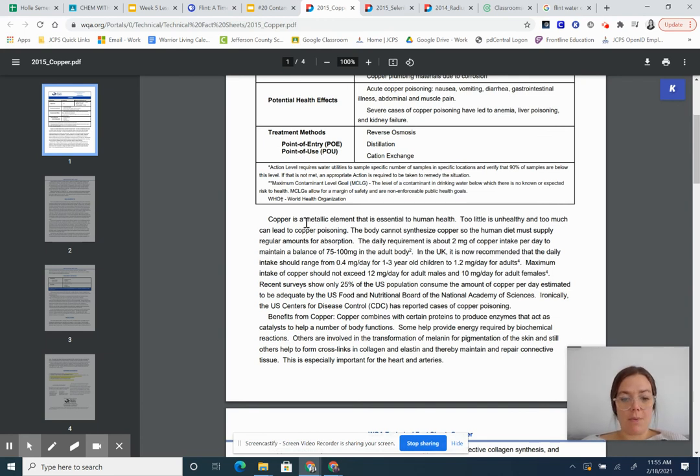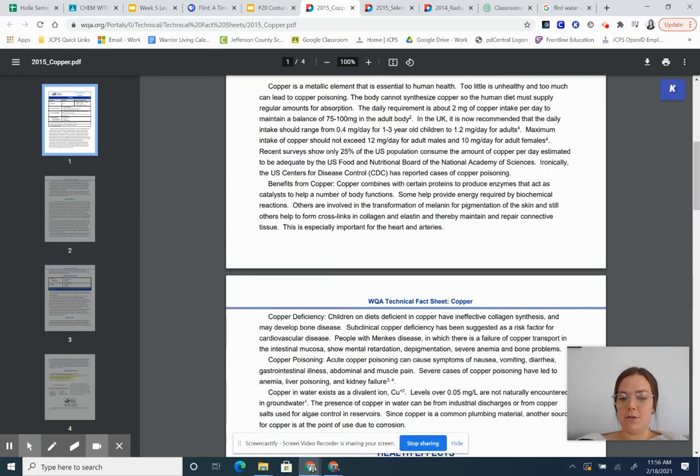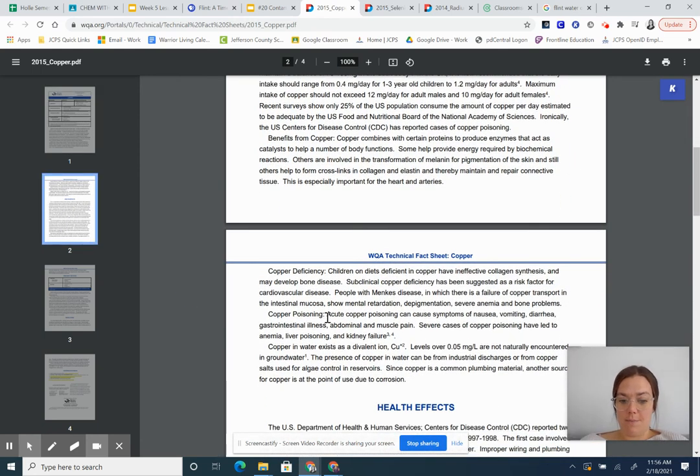So it talks about what is copper. Copper is a metallic element that is essential to human life. Too little is unhealthy, and too much can lead to copper poisoning. The body cannot synthesize copper, so the human diet must supply it through absorption. So that's why some people take copper or consume copper. Copper is good because it produces enzymes that act as catalysts to help with your body functions, and it's good in different things. But when you have too much copper, you can have different health effects that can even lead to liver, kidney poisoning, and anemia, which is really, really bad.